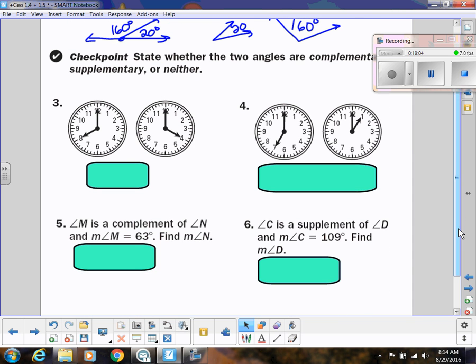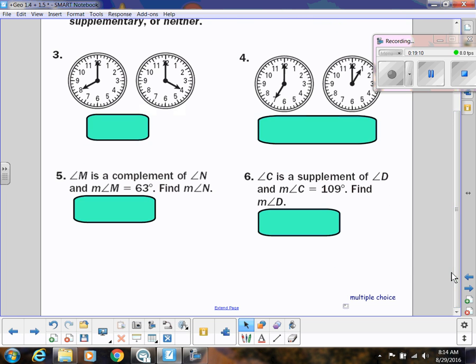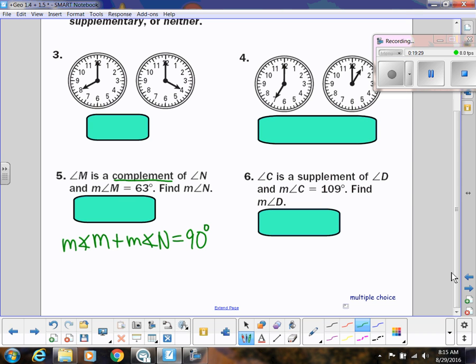All right, so here, let's look at number 5 and 6. M is the complement of N, and the measure of angle M is 63. Find N. So here's another way they might use that word. They may not say complementary, they might say it's the complement of. So it still means that the measure of angle M plus the measure of angle N adds up to be 90 degrees. So if we know that one of them is 63 degrees, then all we have to do is subtract that 63 from the 90. So that means the measure of angle N is going to be 27 degrees.